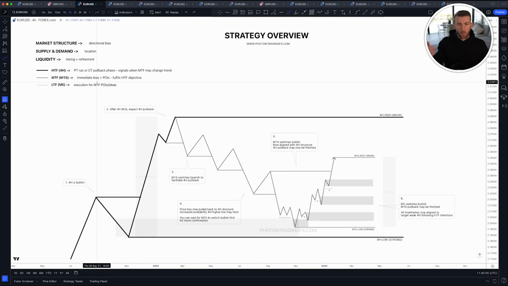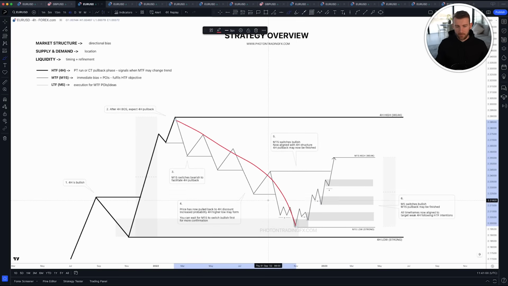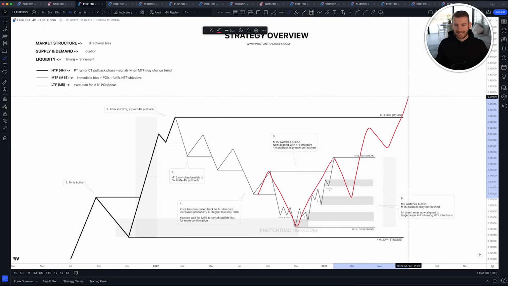Okay, so my medium time frame gives me my immediate directional bias, and the zones are where I need to trade from. Once I have my directional bias, i.e. the higher time frame pullback is complete, my medium time frame has now shifted bullish, therefore the higher time frame pullback is now finished. So now I want to follow the bullish medium time frame until it takes out the higher time frame week high.